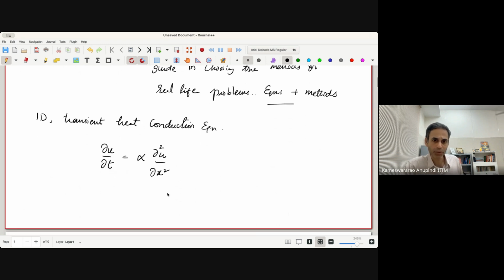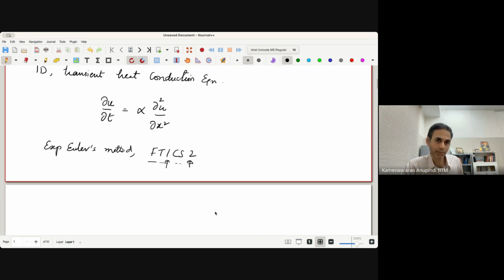Now, of course, because we are applying the stability analysis, we need to choose a particular method, a particular discretization of this equation. So let us choose the explicit Euler's method. Okay, that is also known as forward time centered space. So I write this as FT1 CS2, saying that this is the first order accurate forward time and then second order accurate centered in space. Okay, that's what I'm choosing. So with this, we know how to write this discretization.